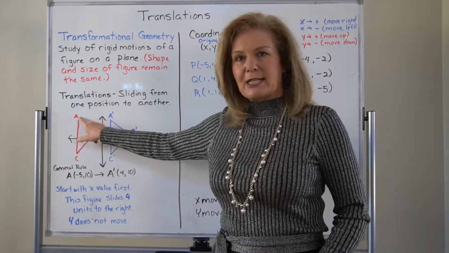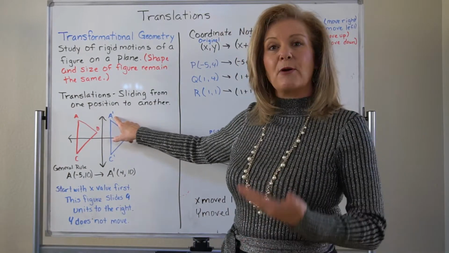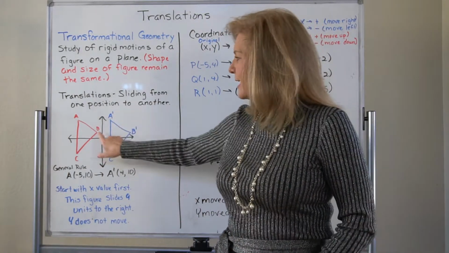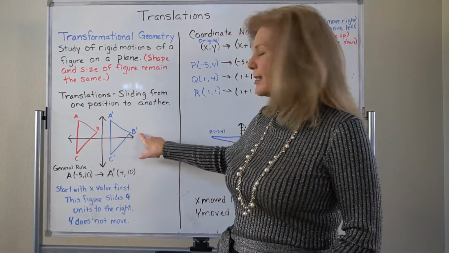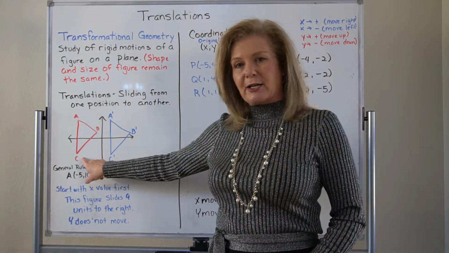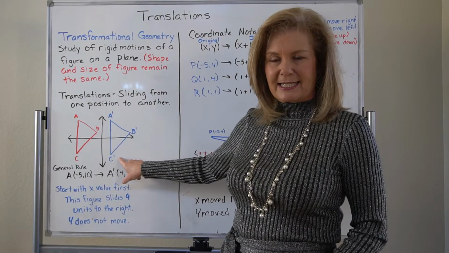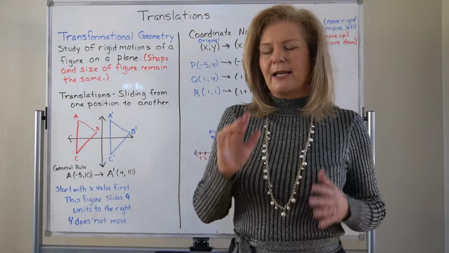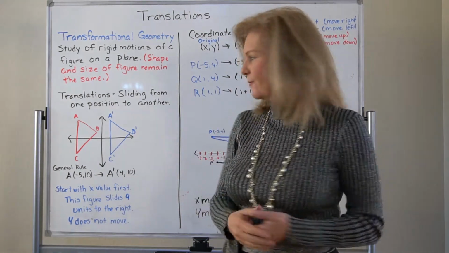So this is where I started with A. This is where A ended up after it was moved. This is where I started with B. This is the moved B. This is where I started with C. This is the moved C. So always look for the tick mark, and that's going to show you that was the moved figure.